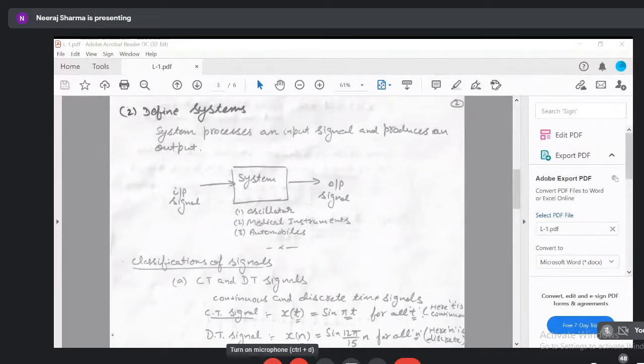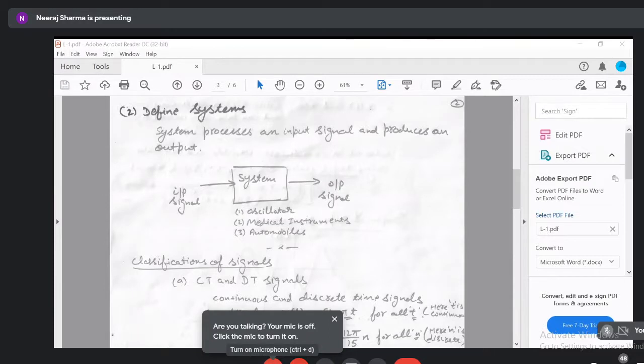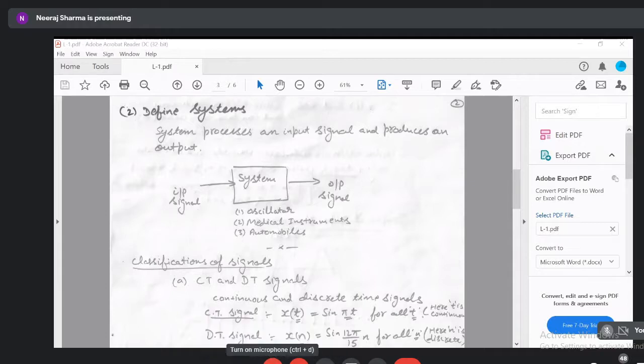Analog or digital? Yes, analog or digital. Analog or a digital signal. That is a different set of qualification, a different type of classification. It is certainly related to CT and DT, but you cannot say that analog and digital signals are completely synonymous to CT and DT signals. They are related or similar, but not the same.